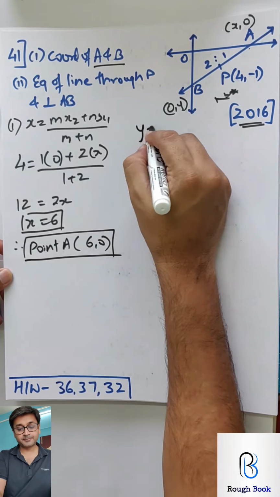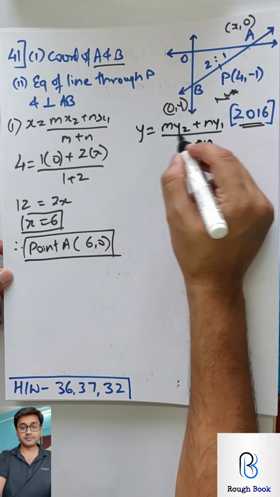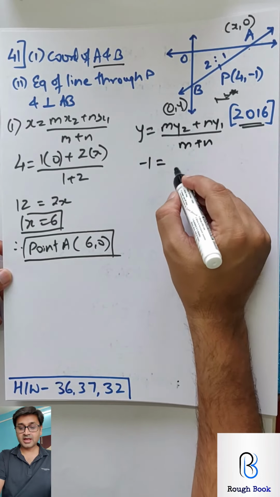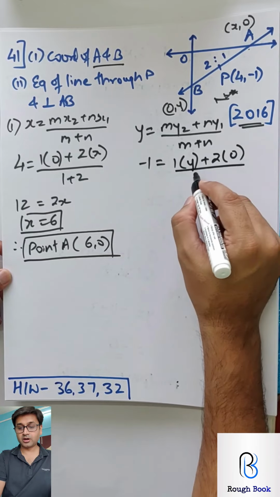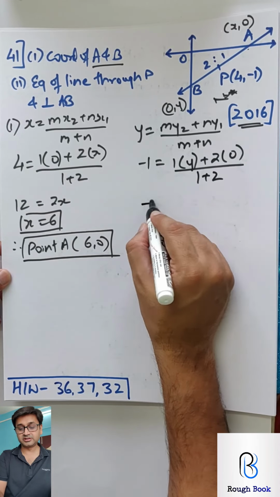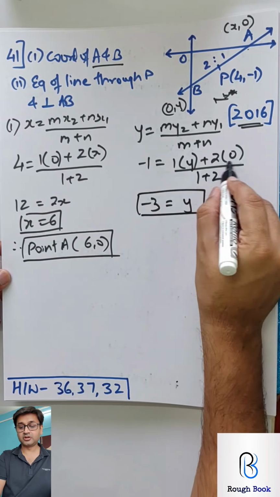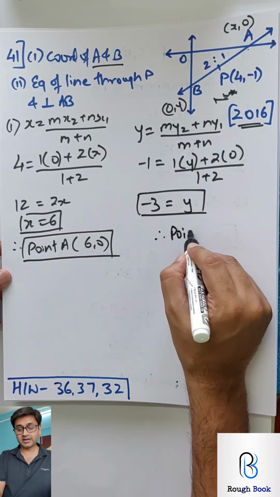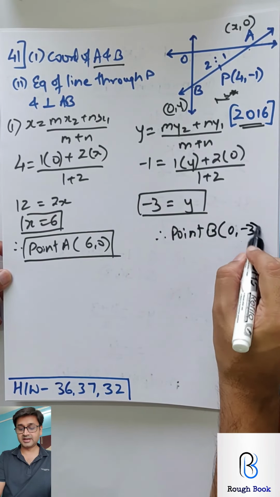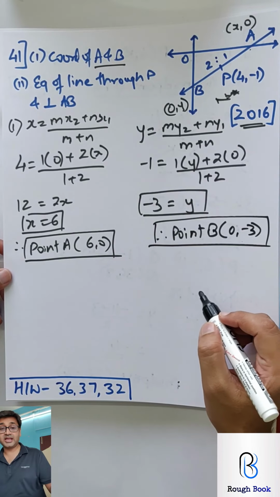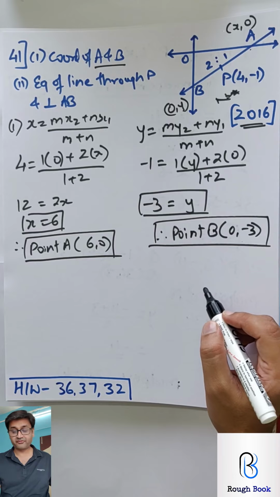Let's apply for y. m y2 plus n y1 upon m plus n. So y is minus 1, m is 1, y2 is y, 2 into 0, upon 1 plus 2. So 3 into this will be minus 3, y. So you got y straight away as minus 3 because 2 into 0 is 0. So therefore I can find out point B now, which we said 0 comma y, so it becomes 0 comma minus 3. So we got A and B both. Let me just check. It's perfect.